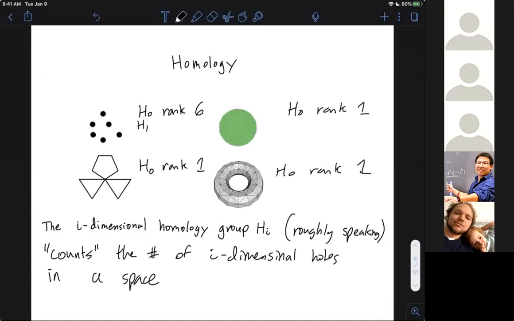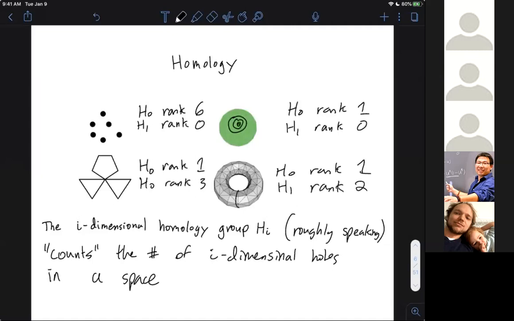H1 counts the number of one-dimensional holes, or loops. The first example has no loops. The second example has 3 loops, going around the pentagon, the triangle, and the other triangle. The sphere has no interesting loops, just because any loop that you try to draw on the sphere can be contracted down to a point.